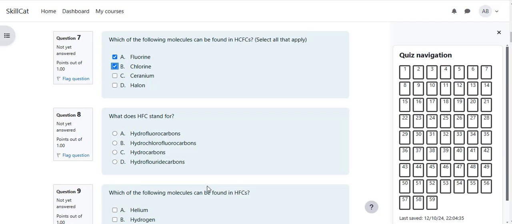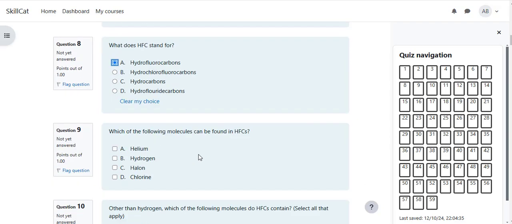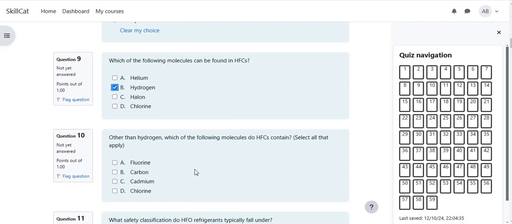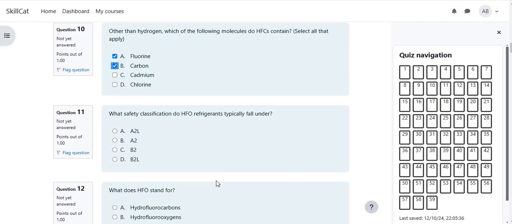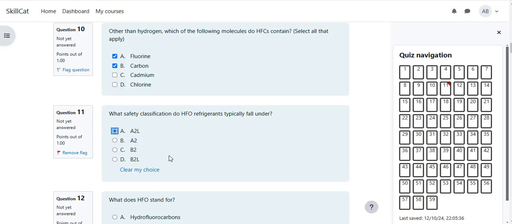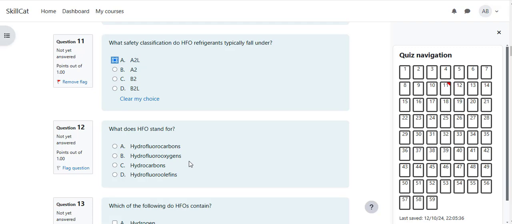What does HFC stand for? Hydrofluorocarbon. Which of the following can be found in HFC? Okay, helium, hydrogen. Other than hydrogen, which of the following does HFC contain? Fluorine and carbon. What safety classification do HFO refrigerants typically fall under? HFO, I don't remember this one. I think A2L.